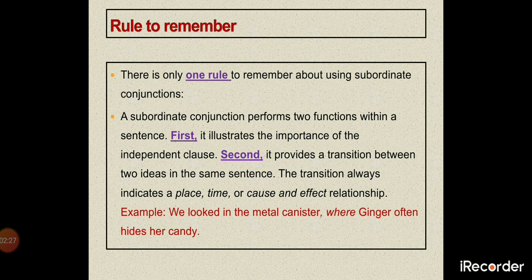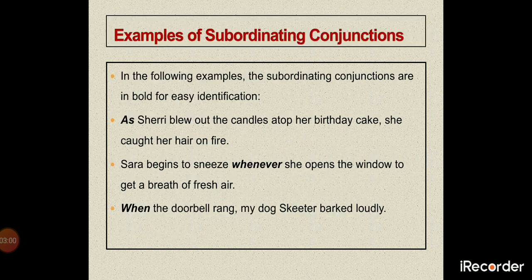Here is an example. We looked in the metal canister where Ginger often hides her candy. So we have to find out what the subordinating conjunction used here is. Where is the word used here as a subordinating conjunction, and it is indicating the place. And it has joined the main clause and the second one, the dependent clause, the subordinate clause.